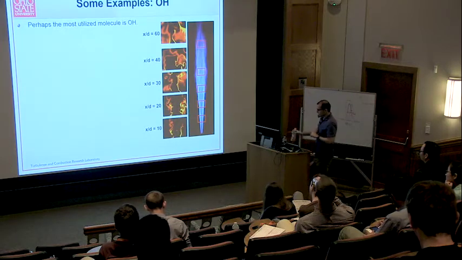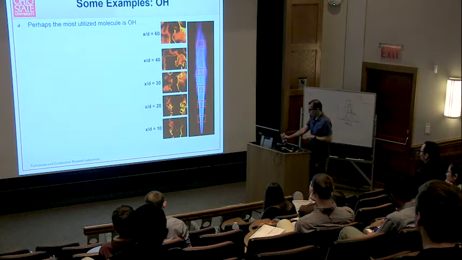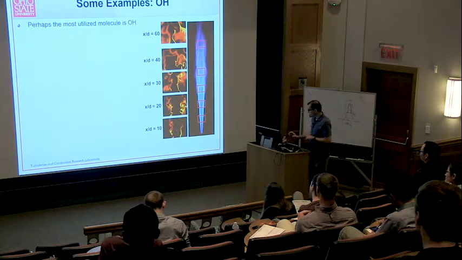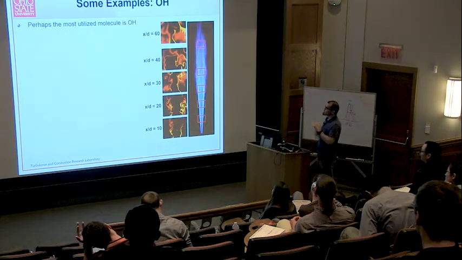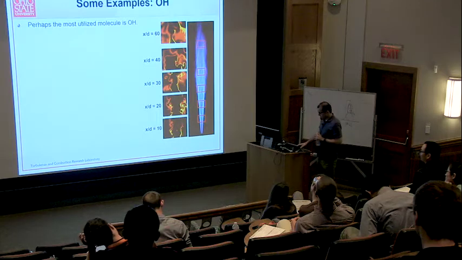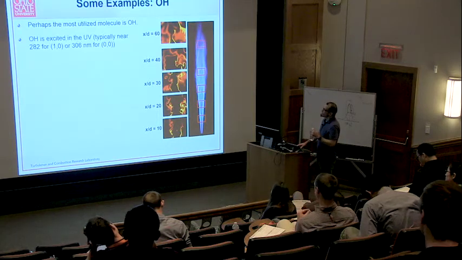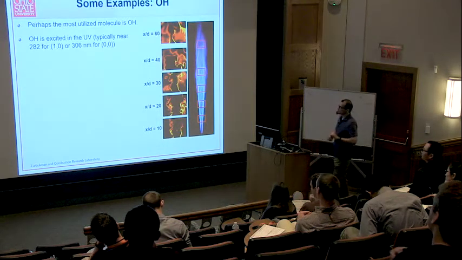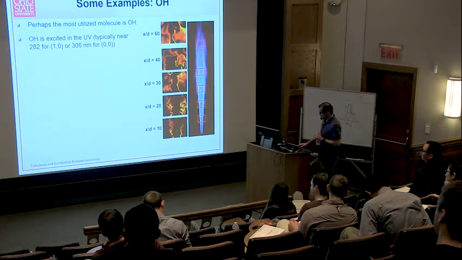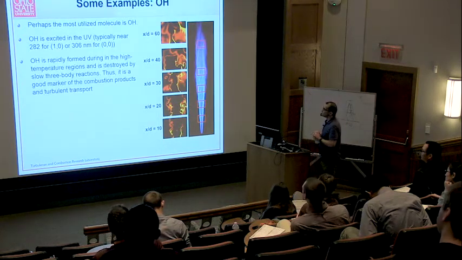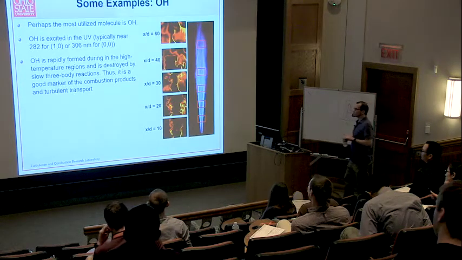The excitation strategy is fairly straightforward. It's in the UV, but it's just the frequency doubling of dye laser output. You can spectrally separate the emission from the excitation line. These are normal strategies, 282 for the 1-0 transition or 306 for the 0-0. Okay, it's a great marker of the combustion products.